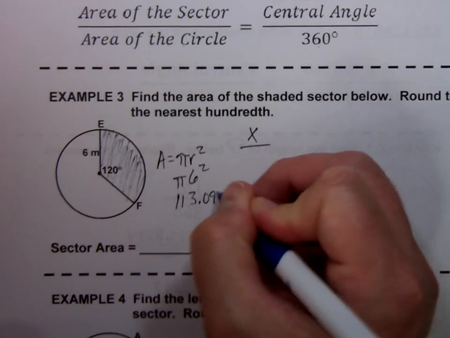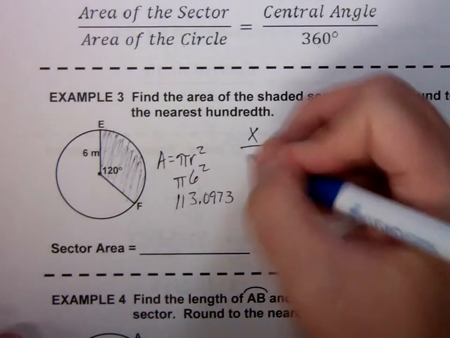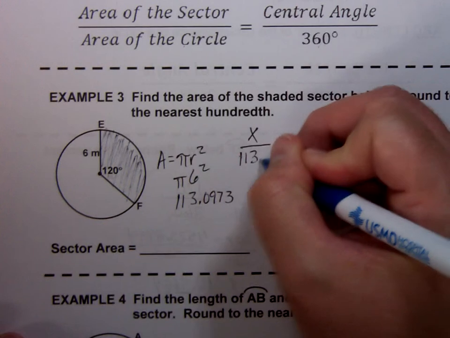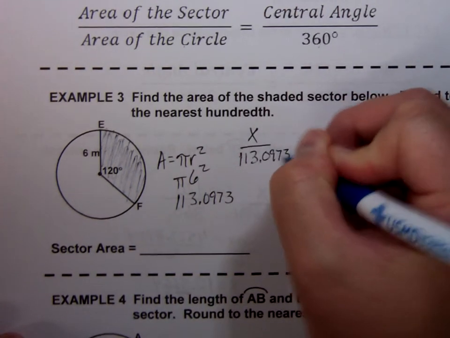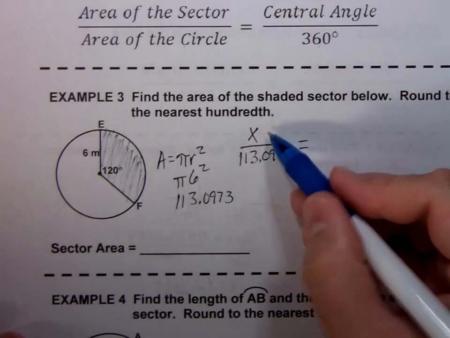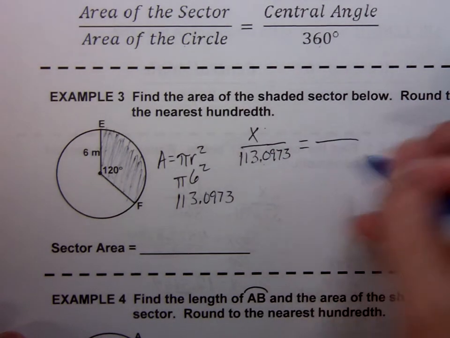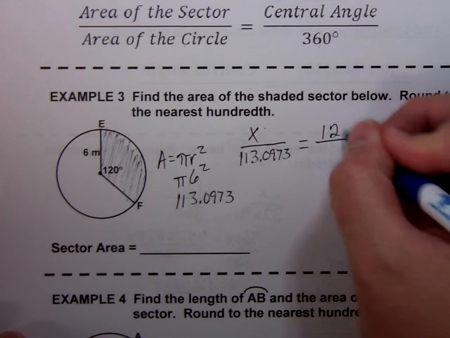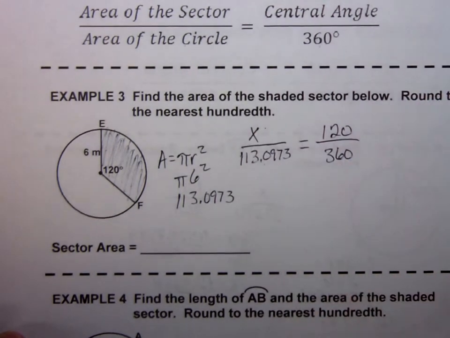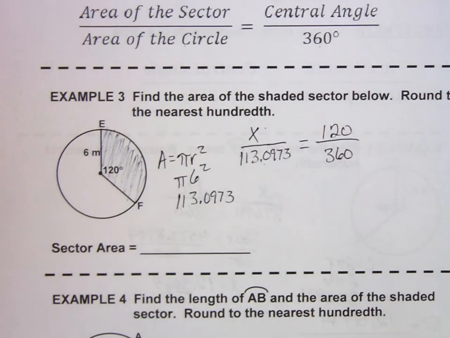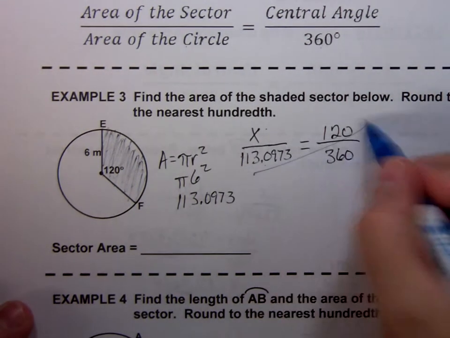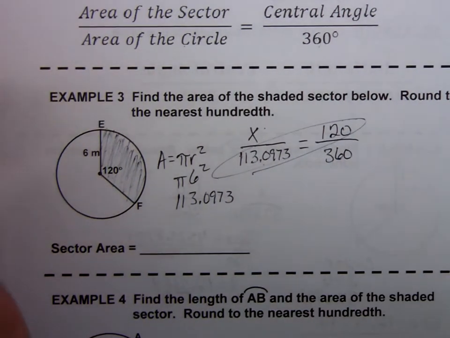Again, I'm going to keep a couple of extra places for now because I don't want to round to the nearest hundredth until I get to the end of the problem. So there is the sector area over the area, and then we want central angle over 360. So 120 over 360. So there is the proportion, and we just have to cross multiply. So I'm multiplying these two numbers and dividing by 360.